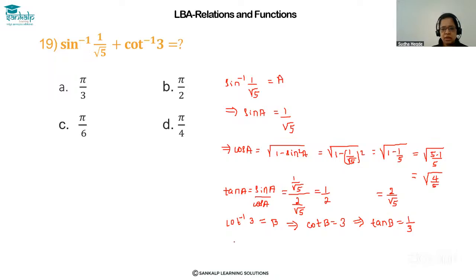Now take sin inverse 1 by root 5 plus cot inverse 3, that is equal to A plus B, because sin inverse 1 by root 5 is A, cot inverse 3 is B. So I can write it as tan of A plus B, that is equal to what? What is A?